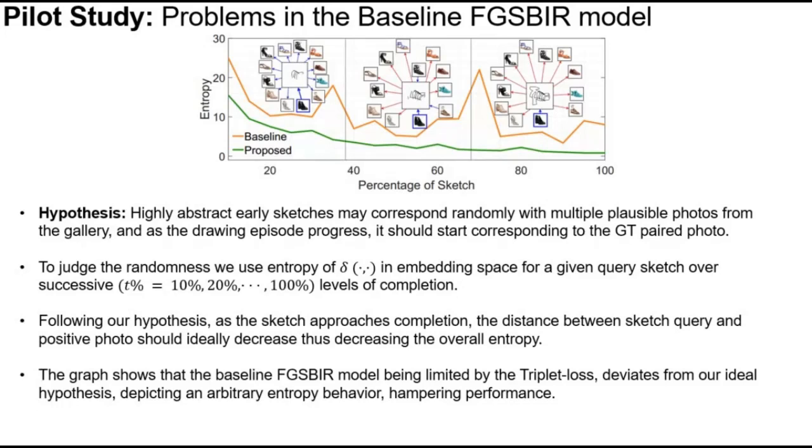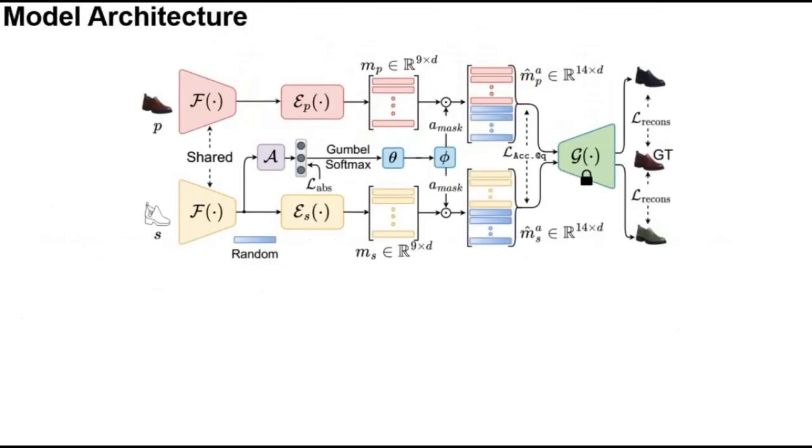However, this graph shows that the baseline FGSBIR model, being limited by the triplet loss, deviates from our ideal hypothesis and depicts an arbitrary entropy behavior. Accordingly, when we address this in our model, it depicts a constant entropy decrease. To achieve this desired retrieval behavior, we design a few salient components within our system.